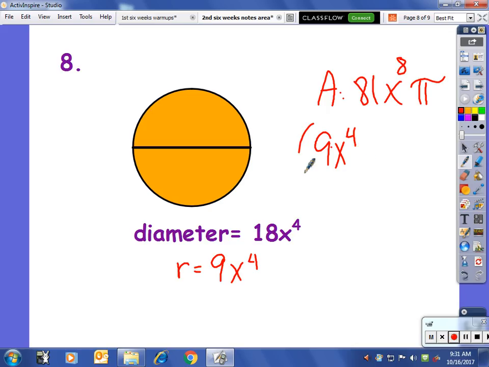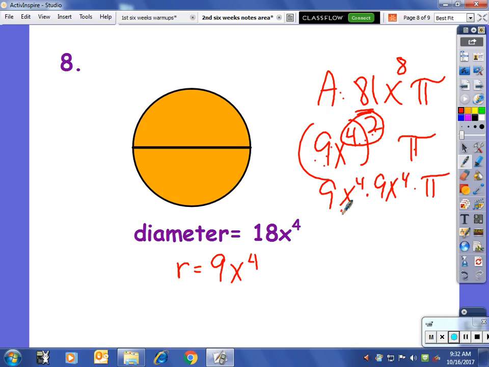Okay, another thing you could do is square the radius. 9 times 9, 9 squared is how we get 81. X to the fourth squared, those get multiplied. 4 times 2 is 8, and then don't forget to stick a pi on it. This is radius squared times pi. Or radius times radius: 9x to the fourth times 9x to the fourth times pi. Again, you're still going to get 81x to the 8th, and then a pi.